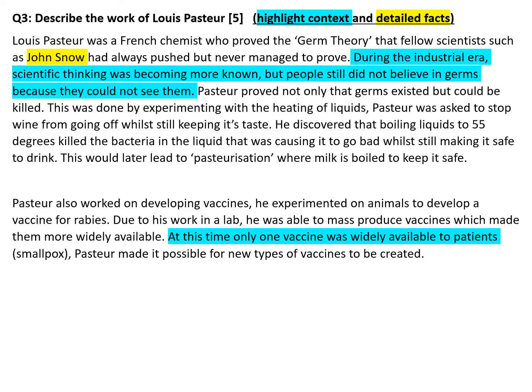So you could highlight the whole first bit as context, and then you pick out where I'm using detailed facts. So this is quite a good description because I've got key terms, detailed facts and context, and the thing I'm describing is that he proved the germ theory. What's the other thing that he did then?